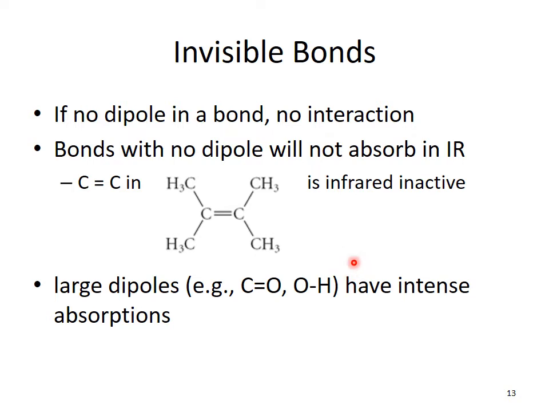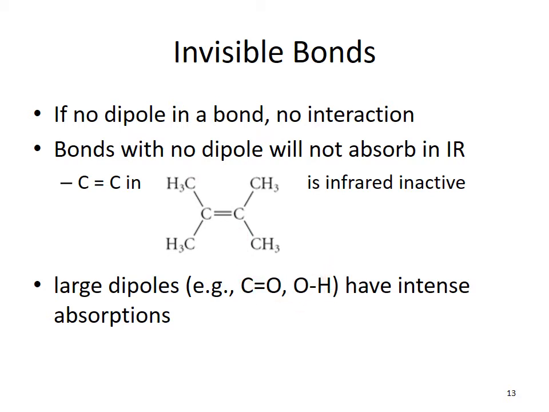Okay, if a bond has no dipole, it will be invisible. And this molecule right here is an example of that. The carbon-carbon double bond is invisible when the groups on either side are the same. So this is a perfectly symmetrical molecule. So this bond right here is invisible or infrared inactive. You would see the carbon-hydrogen stretch peaks, but this bond itself, you would not be able to detect that functional group.